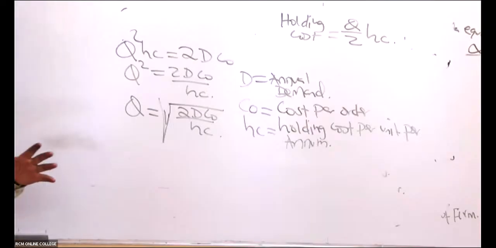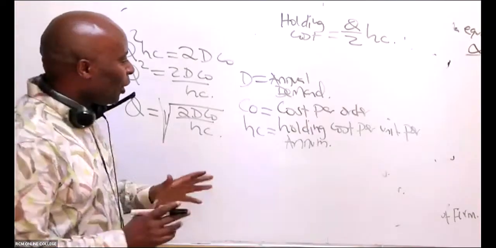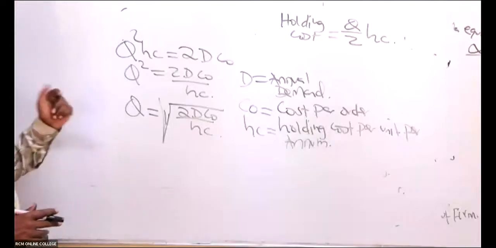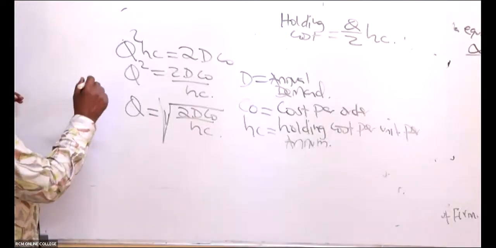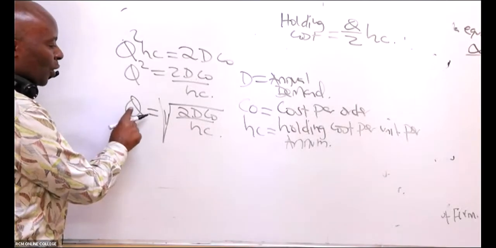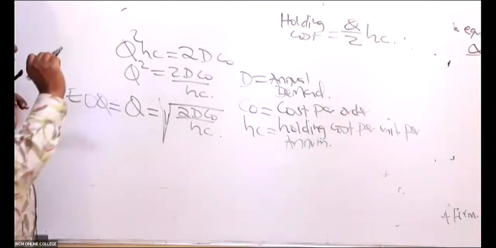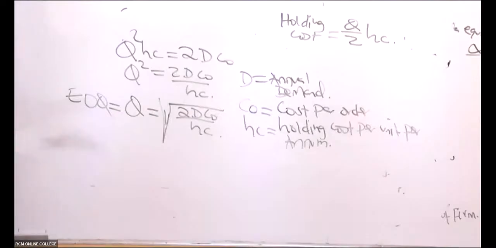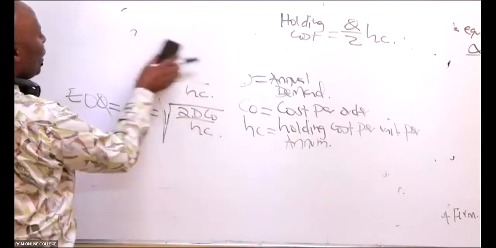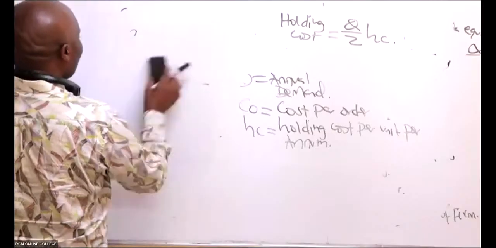Nobody will ever tell you to derive this formula. No. What will be required to remember, ladies and gentlemen, is the formula for getting this Q. And this Q is basically what we shall be calling EOQ, economic order quantity. So you may forget about everything else, but we shall always remember.